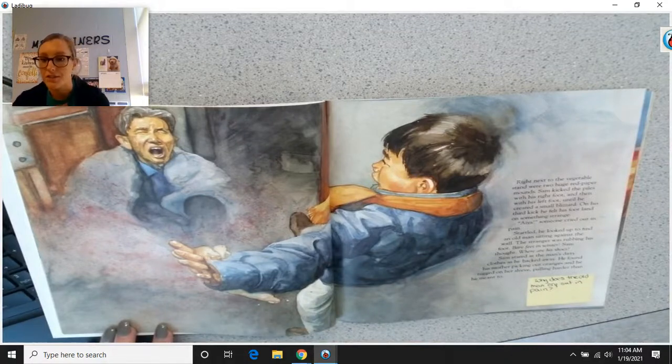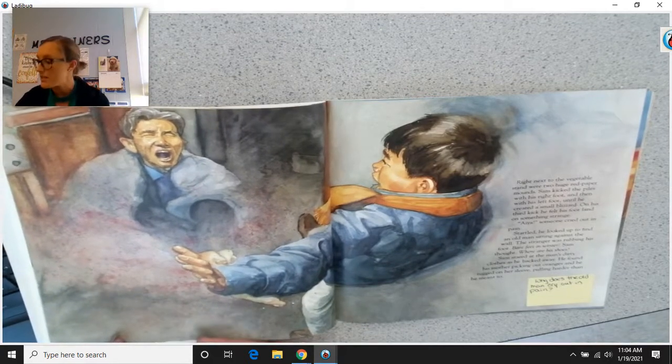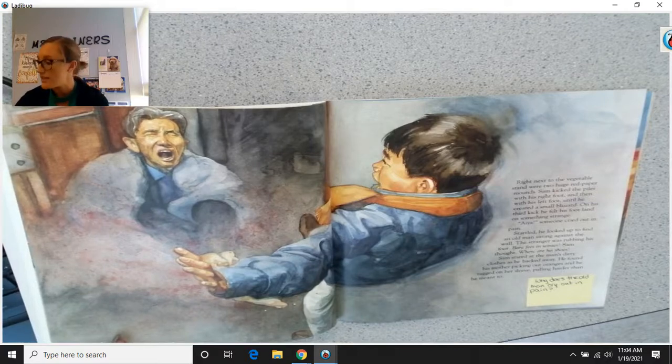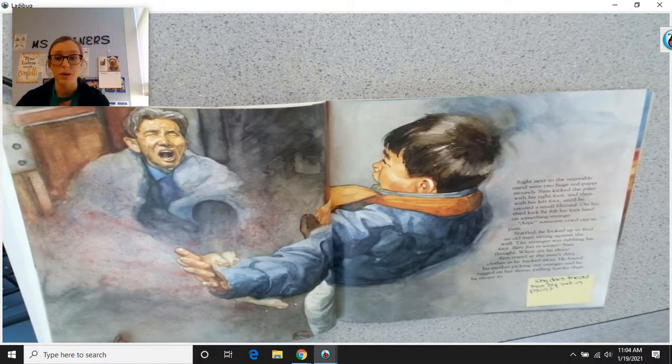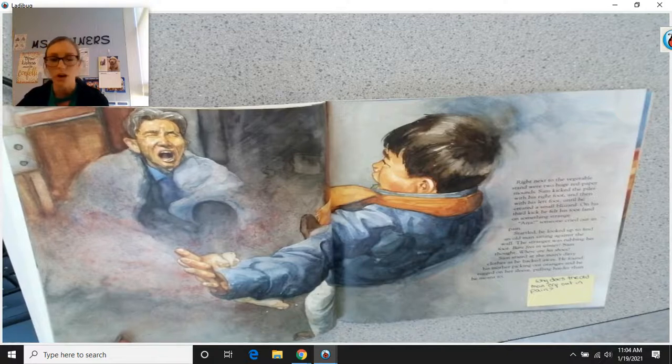Right next to the vegetable stand were two huge red paper mounds. Sam kicked the piles with his right foot and then with his left foot until he created a small blizzard. On his third kick, he felt his foot land on something strange. "Ay!" someone cried out in pain. Startled, he looked up to find an old man sitting against the wall. The stranger was rubbing his foot. Bare feet in winter? Sam thought. Where are his shoes? Sam stared at the man's dirty clothes as he backed away. He found his mother picking out oranges, and he tugged on her sleeve, pulling harder than he meant to.